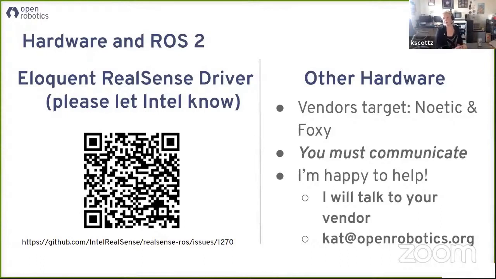For other hardware, and particularly for hardware vendors who might be out in the audience, we're recommending that if you're targeting releases, target Noetic and Foxy at this point. If you have a hardware vendor and you're waiting for them to perhaps upgrade, you should communicate that. You should reach out to them and say, hey, we're looking to upgrade to ROS2. We're targeting Foxy. We're targeting this other release. When do you plan to have that done? I'm also more than happy to help talk to vendors for you, on behalf of the community, to say, we have this many ROS developers that use this piece of hardware. How can we help you get to the point where you're supporting the latest and greatest ROS release with your hardware?